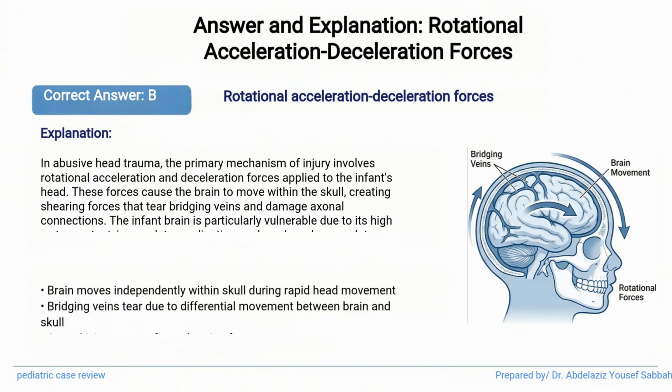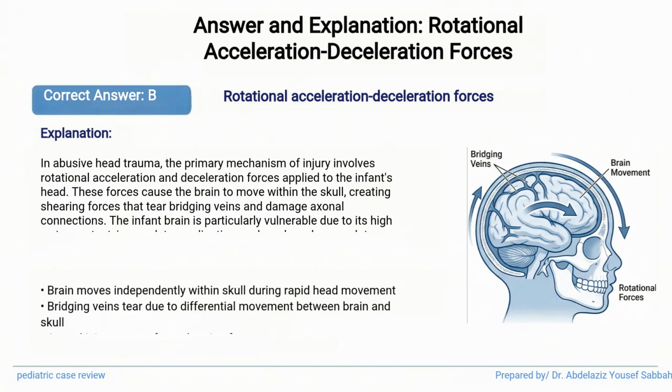In abusive head trauma, the primary mechanism of injury involves rotational acceleration and deceleration forces applied to the infant's head. These forces cause the brain to move within the skull, creating shearing forces that tear the bridging veins and damage axonal connections throughout the white matter. Four key anatomical factors make the infant brain particularly vulnerable to this mechanism.